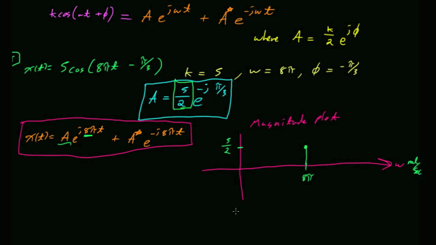Okay, now, there's another frequency here. Is this the only term? We dealt with this term. Am I done? No, I have another frequency. What's my other frequency? Negative 8 pi. This is where it starts to get weird. I've got a positive frequency, and I've got a negative frequency.